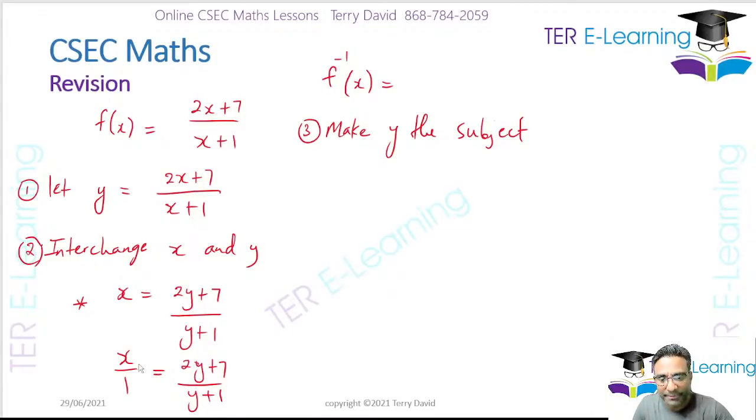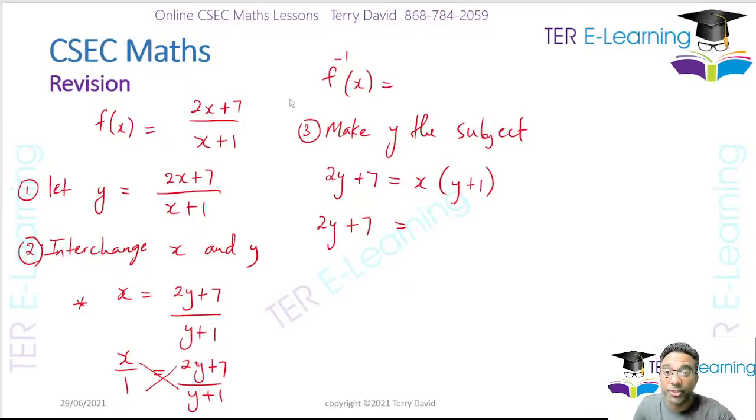So if I cross multiply, I'm going to say x by this is equal to this by this, right? So I'm going to end up with 2y plus 7 is equal to x multiplied by y plus 1, right? So then we're going to have 2y plus 7 is equal to, you need to remove your brackets. So it's x by y, which is going to give me xy, and then x by plus 1, and that's going to give me x, right? Now the objective is to make y the subject of the formula. So this is going to be 2y minus xy, right, is equal to x minus 7.